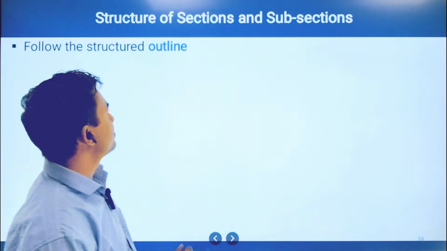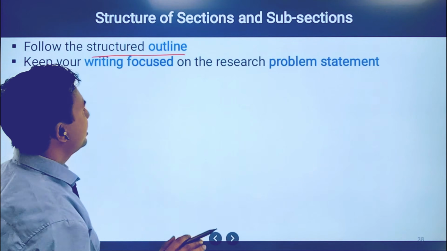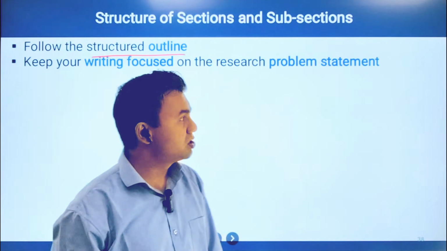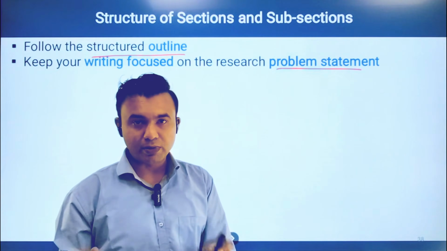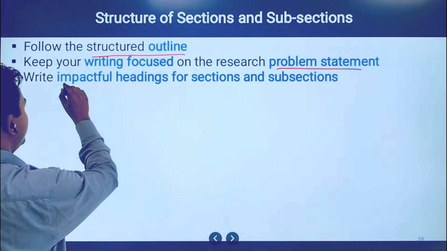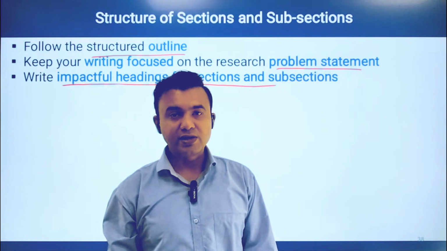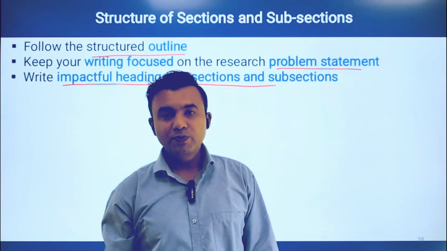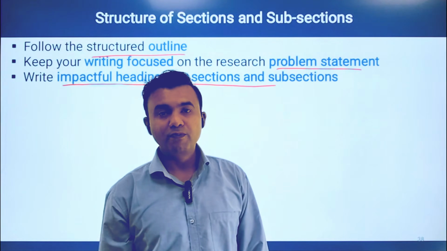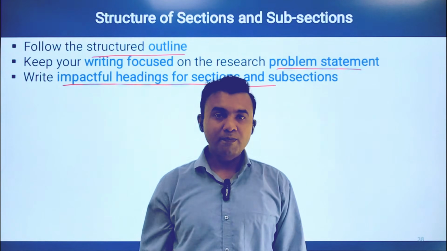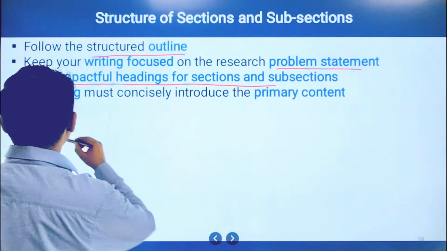Structure of your sections and subsections: generally follow a structured outline. Keep your writing focused around the problem statement. Do not deviate. Everything should circle around the principal problem which we have introduced. Write impactful headings for sections and subsections. Write in such a way that the reviewer understands what's coming up. Drive him smoothly, right, so that he will understand and his confidence in accepting your paper goes higher.